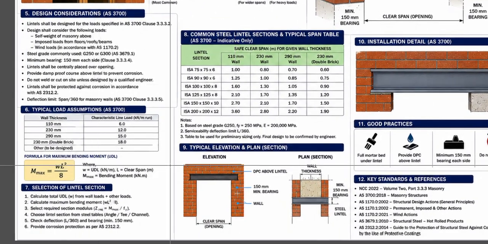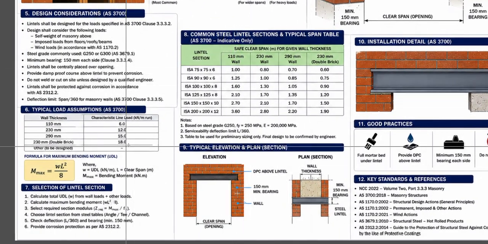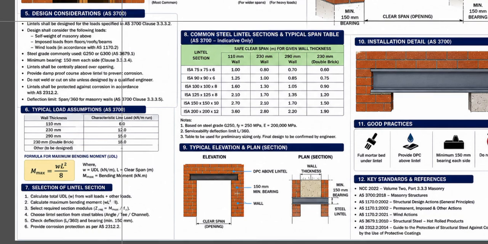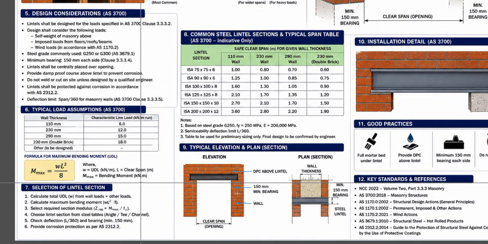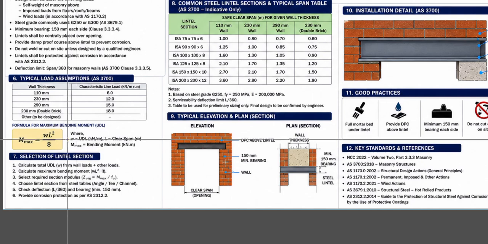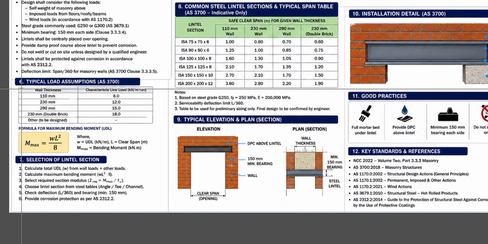These are some common types of lintels we are using. Design consideration as per AS 3700. These are the formulas for how you calculate the lintels. Basically, they are used by the engineers, so you are not much concerned, but you can check this part, typical load assumption. This is always mentioned in the legend of the main sheet of your engineering drawing.